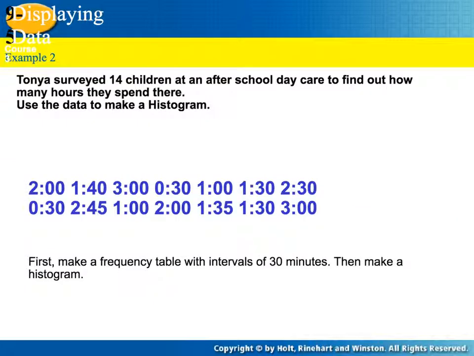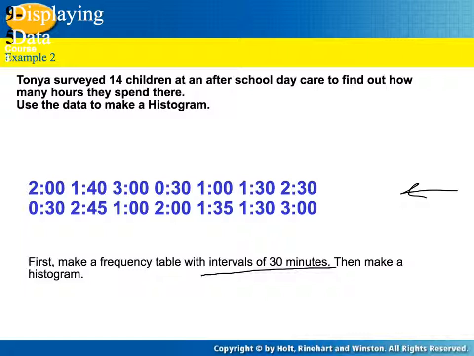Okay, so using this data, this one's going to be a little bit tricky. We need to come up with a frequency table first. If you look at this, it says Tanya surveyed 14 children at an after-school daycare to find out how many hours they spent there. Use the data to create a histogram. It tells me this is my information. We are going to make a frequency with intervals of 30. Be careful. Intervals of 30.